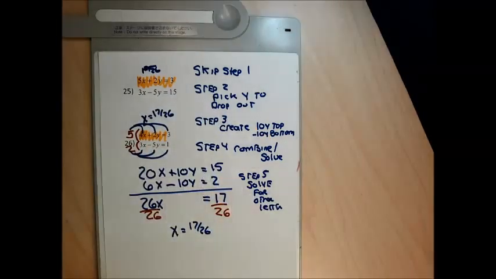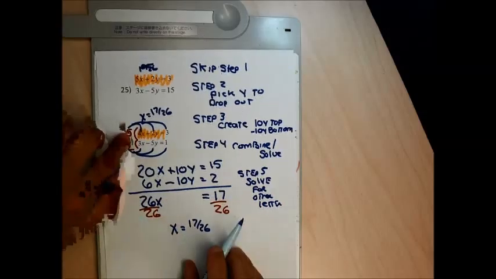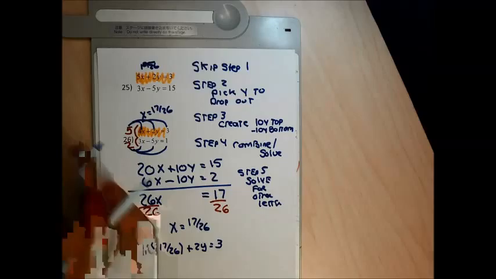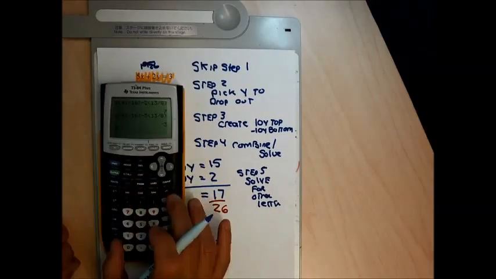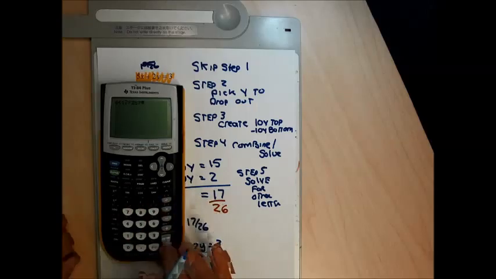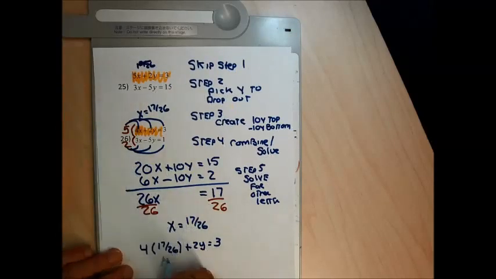And I'm going to exploit my calculator. In this top equation, I'm going to go 4 times 17 over 26 plus 2y equals 3. So first I'm going to do 4 times 17 over 26. So 4 times 17 divided by 26 equals, math, enter, enter. That's 34 over 13. So this gives me 34 over 13 plus 2y equals 3.